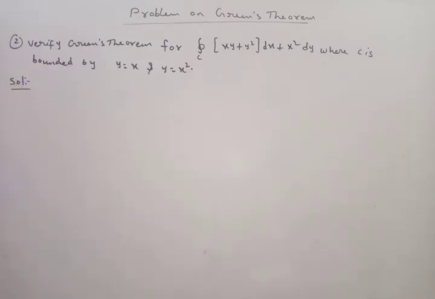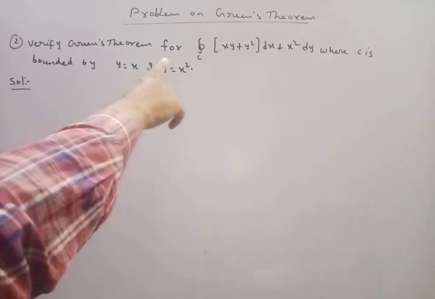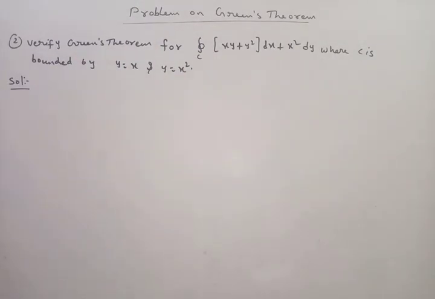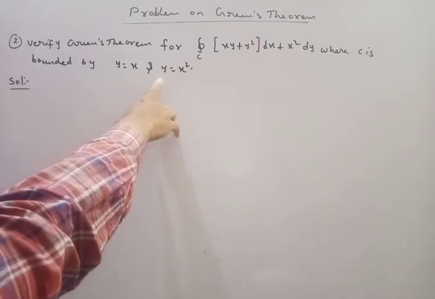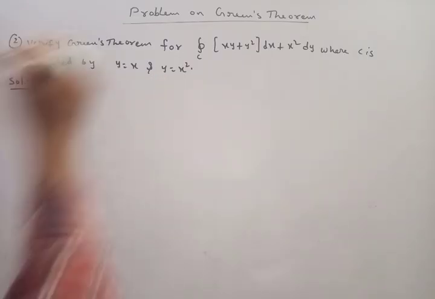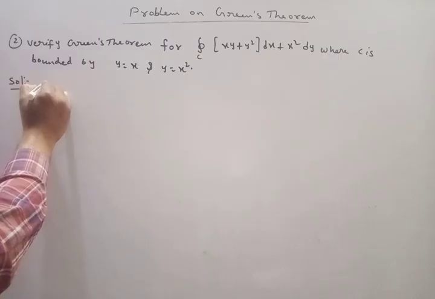Okay, so see another problem in Green's theorem. Verify Green's theorem for the closed line integral over C of (xy plus y squared) dx plus x squared dy, where C is bounded by y is equal to x and y is equal to x squared. So what we have to do, first of all, see what is given.